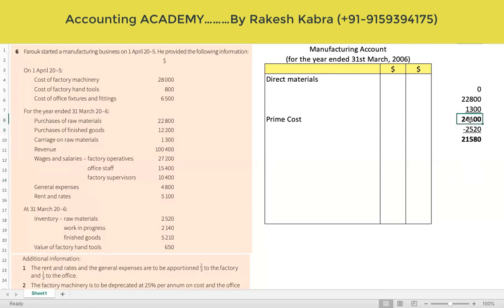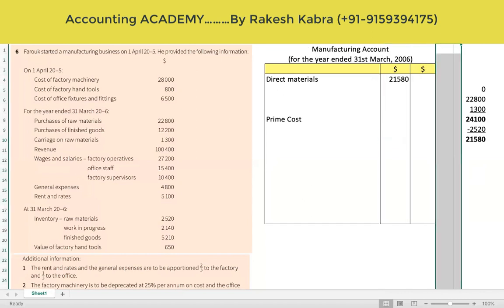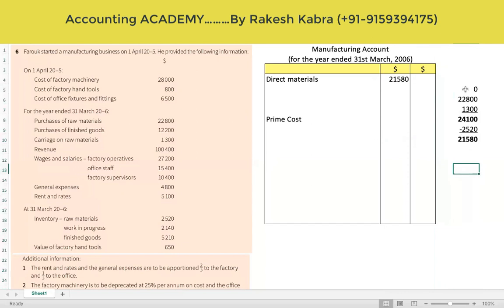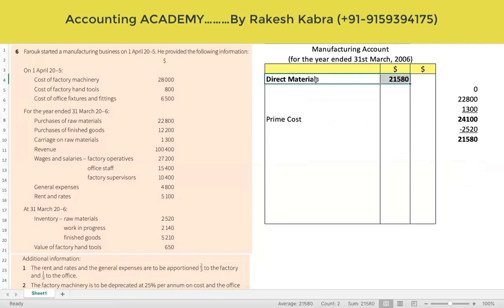So this was the raw material available during the year, but by the end of the year we were left with only this much raw material, $2,520. So the remaining raw material we utilized in the manufacturing process. That is the raw material used, and I need to write here 25,580. Any doubt, anyone? I hope you understood this calculation. You can show this calculation inside also, no problem, or outside also you can show it as a working. I hope you understood how I calculated raw material, direct material.